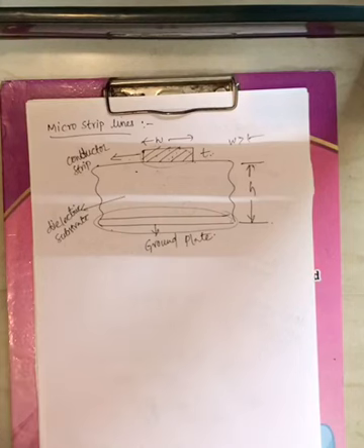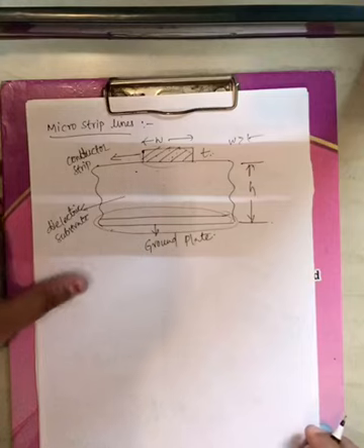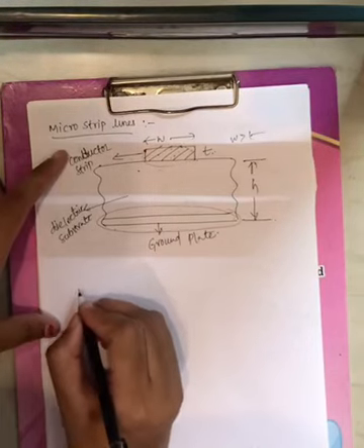These are the main advantages of microstrip lines, right? Now coming to limitations. Here there are radiation losses.